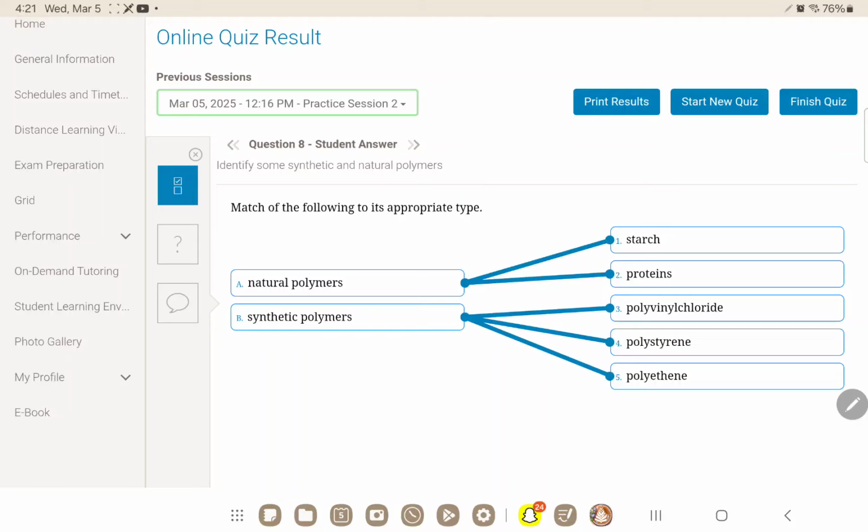Now, which of the following? Okay, so natural polymers. 2 examples of natural polymers would be starch and proteins. Because they're found in nature, you cannot make them, or you can, but you can't actually produce them naturally. Synthetically, in a lab. Synthetic polymers, usually they have the weird names, or the names like polyvinyl chloride, or polystyrene, or polyethylene. These are all synthetic.